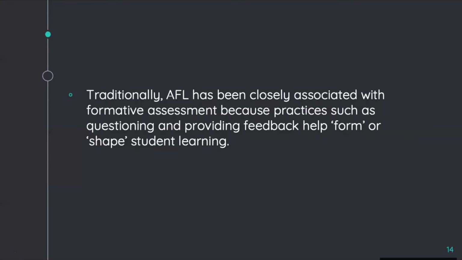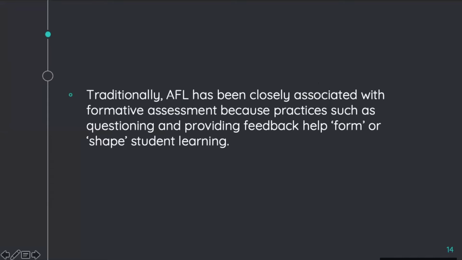Then again, let's try to go through what has been written in books about these two concepts. And then we'll try to keep it very simple. Again, what you have mentioned so far, all of what you said is in the research, in the literature about formative assessment and summative assessment. Then again, traditionally speaking, AFL has been closely linked with formative assessment, because practices such as questioning and providing feedback help form or shape students' learning.